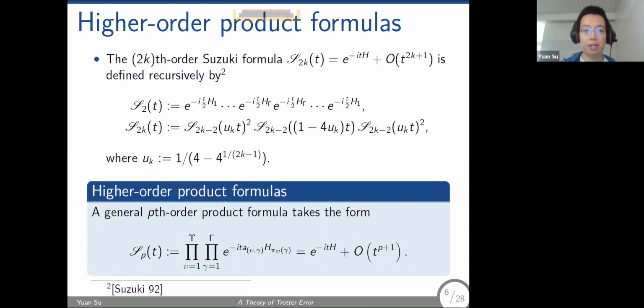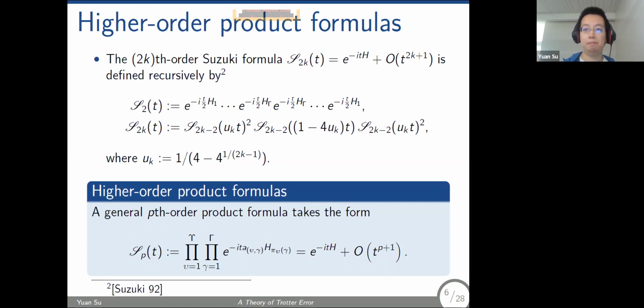You can start from here and recursively define higher order formulas. For example, you can define the 2kth order formula based on the (2k minus 2)th order one. Every time you do this recursion, you have to multiply the number of stages by 5. So for example, at second order you have 2 stages, at fourth order you have 10 stages, and so on and so forth.